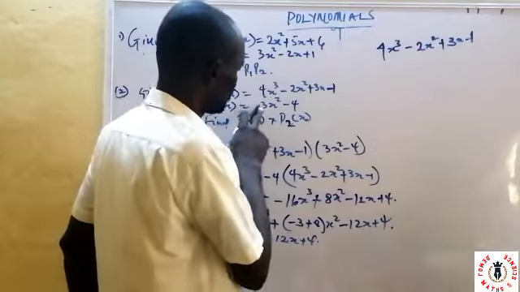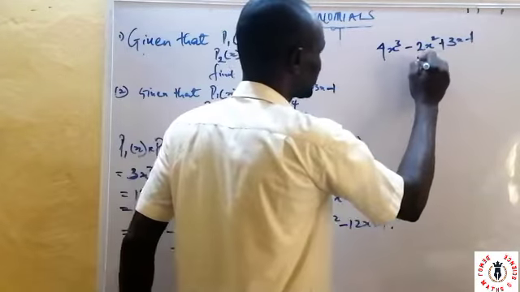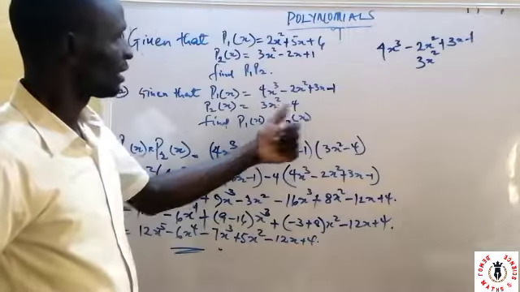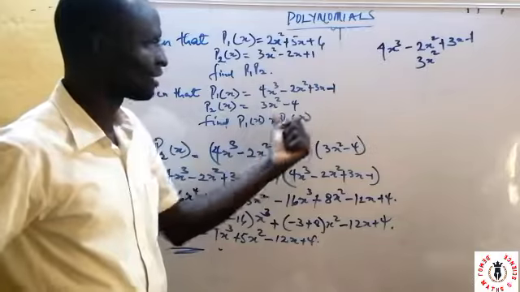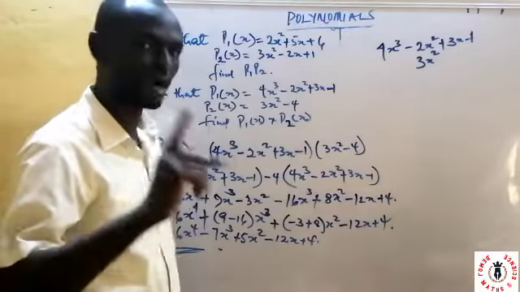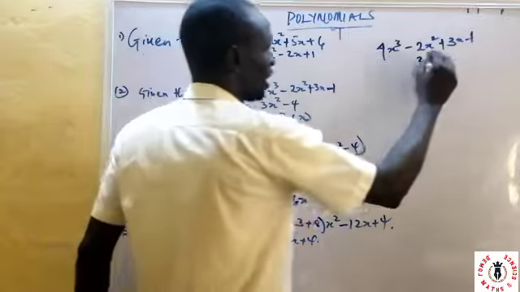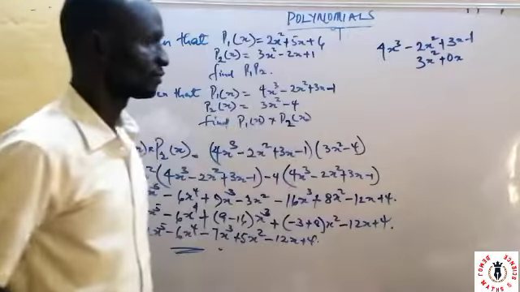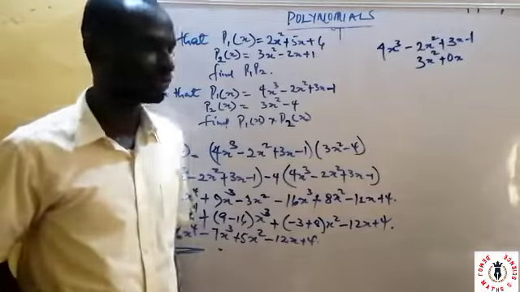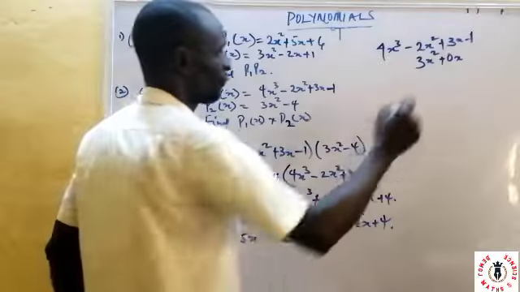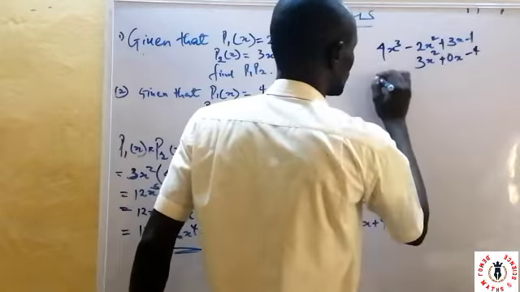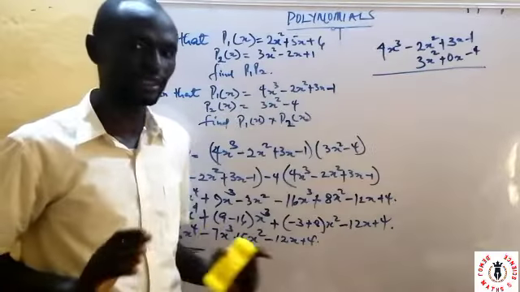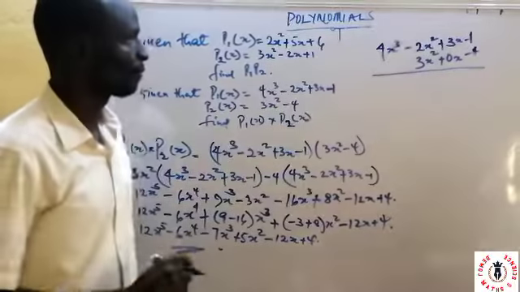Note that here you have 3x squared. Now plus, there is no x here. So what I'll do, to avoid getting confused, is replace it with 0x. Plus 0 is 0. Then minus 4. I've only added 0x to avoid getting confused.